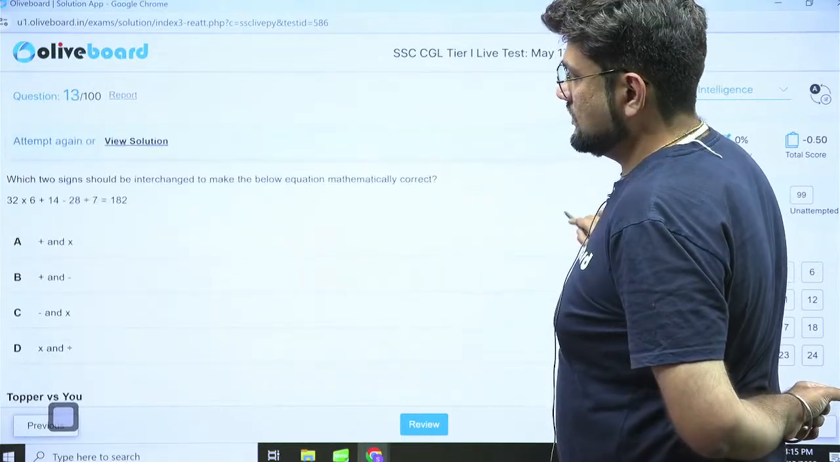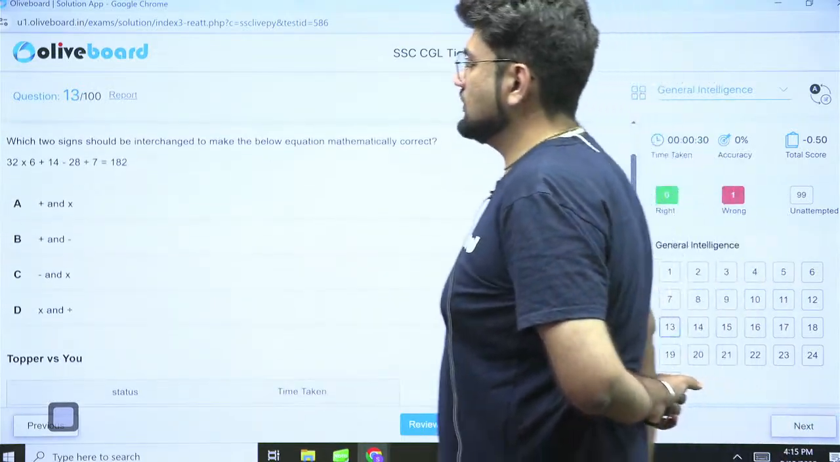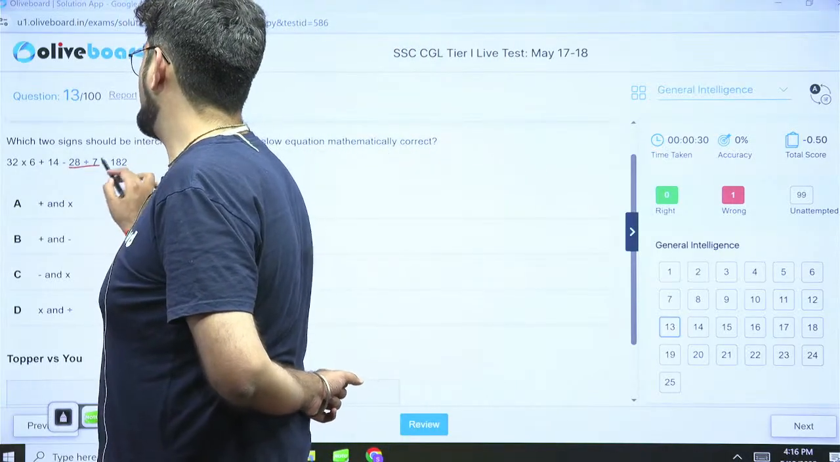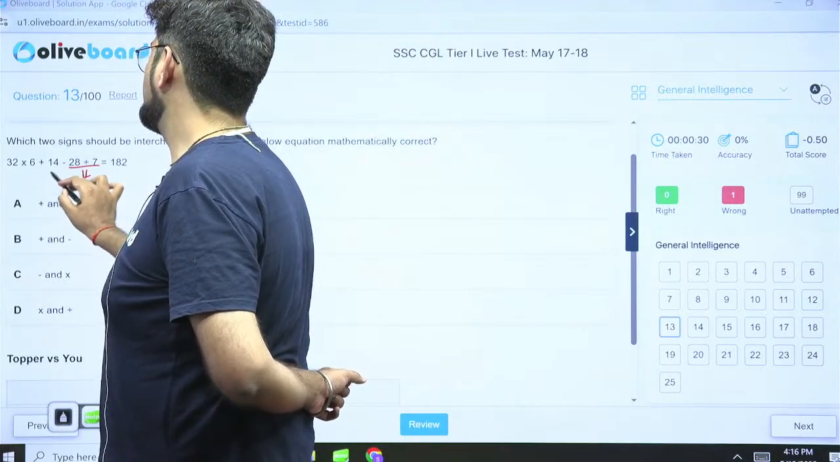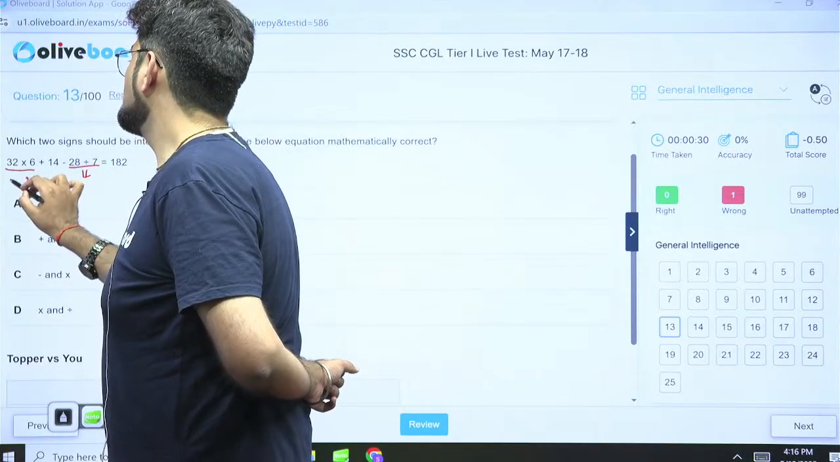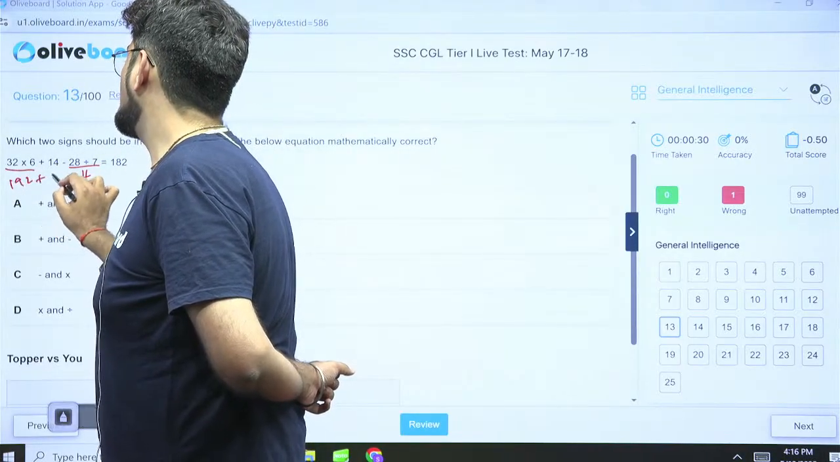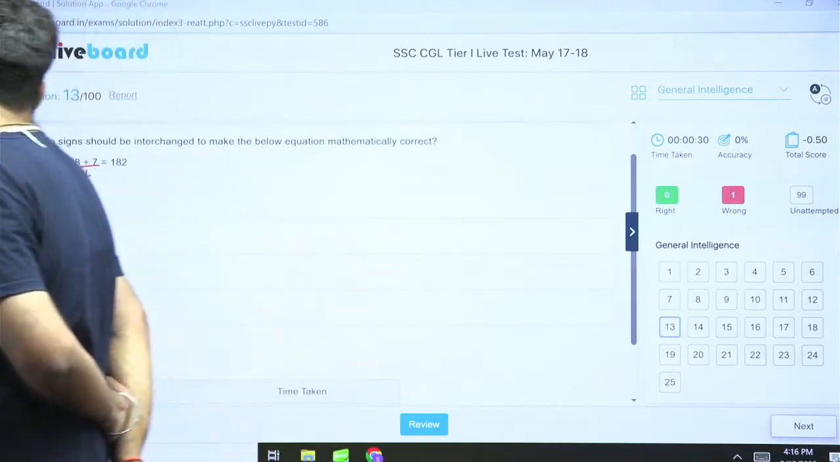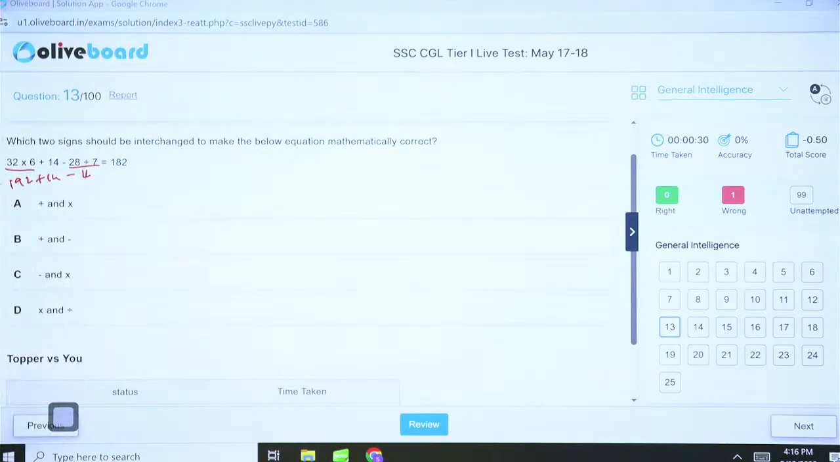13. Which two signs should be interchanged? Check for the anomaly first. Check for what is wrong. So divide this, you get 4. Multiply this. 192 plus 14 minus 4. Okay, this one is not very much problematic. Yeah. All we need to do is we need to subtract this.